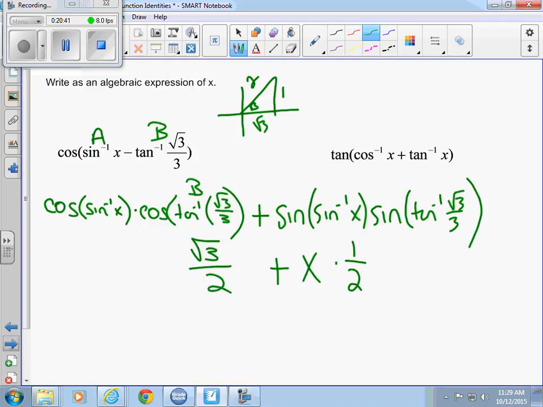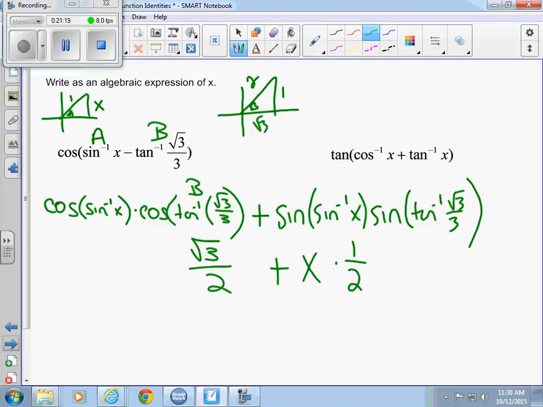This one I'm going to have to go draw another picture, because I don't know what cosine of sine inverse of x is. But I am going to draw a picture. Sine inverse of x means it's the angle that causes sine to be x, opposite over hypotenuse. Does everyone agree? x over 1. That's the triangle that would cause that. Gotta find the third side of that.